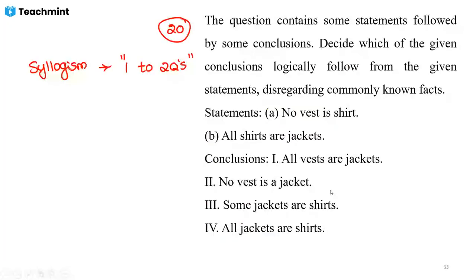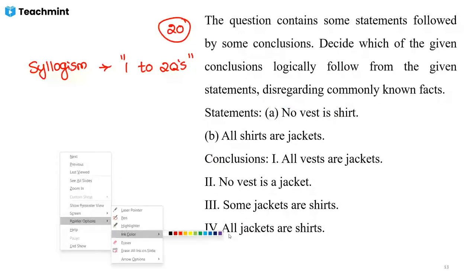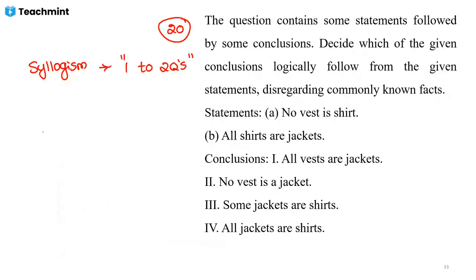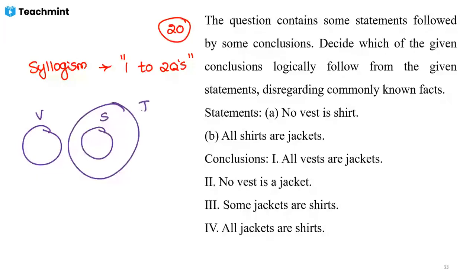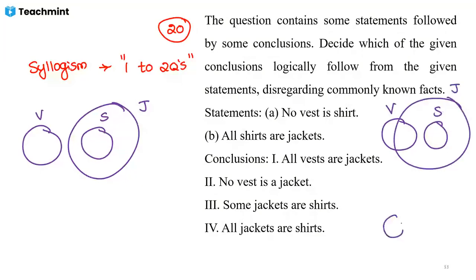Here, no vest is shirt. There are many diagrams you will get, so draw all the diagrams that come into your mind. No vest is shirt: vest and shirt are not connected. Then they said all shirts are jackets. This is one diagram. Or else I can draw no vest is shirt, all shirts are jackets like this also. Or I can draw no vest is shirt, all shirts are jackets in another way.